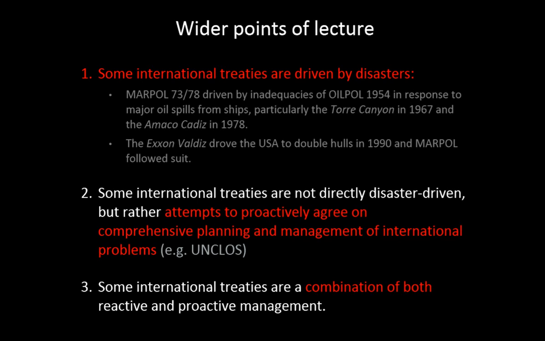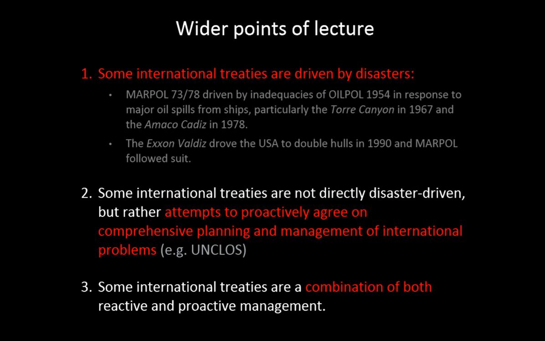Firstly, some international treaties are driven by disasters. MARPOL 73/78 was driven by the inadequacies of OILPOL 1954, and in response to major oil spills from ships, particularly the Torrey Canyon in 1967 and the Amoco Cadiz in 1978. And the Exxon Valdez is an example of how it also moved on in response to another disaster. So that's an example of disaster-driven international frameworks.